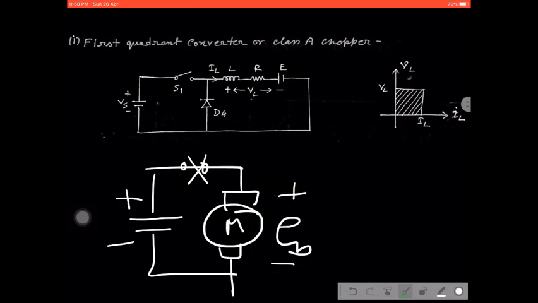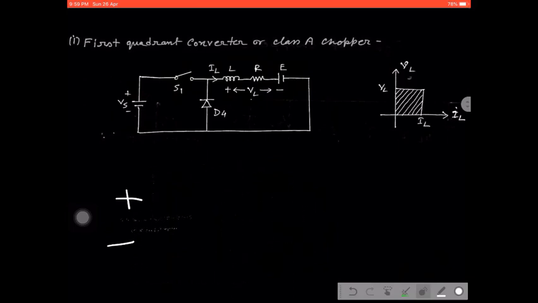The same thing is applicable for all types of chopper operation. When the switch is on, the machine is working as a motor. When the switch is open, the machine is working as a generator, and E is actually the leading voltage. As we know, this E equals P phi Z N by 60A. So the developed voltage and the induced EMF are both defined by the same expressions. Okay, so this is all about the thought.